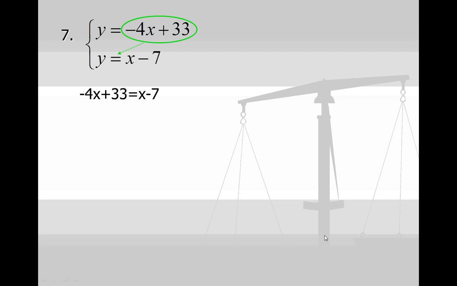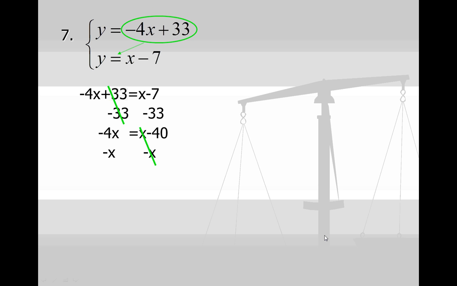We've got to move our x's to one side, our numbers to another. They're going to move this one way, and you could move the 33, you could move the 7. It just depends. Just kind of work it out, moving the x's to one side and the numbers to another, and then see if you get the same answer. In this case, I subtracted 33 from each side first. So they had -4x = x - 40.